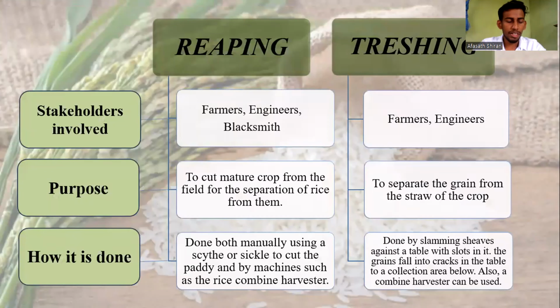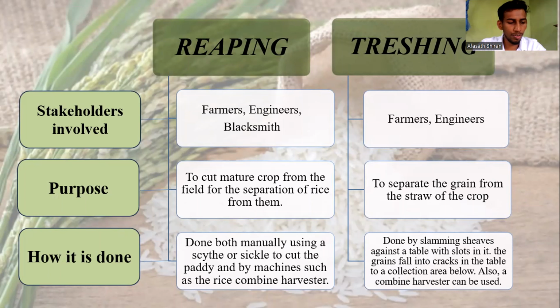It's done by the stakeholders who are farmers who work in the paddy fields, engineers who design the machines, and blacksmiths who create the metal equipment needed for the reaping. The reason for this is to cut major crops from the field for the separation of rice from them. It's done both manually using a scythe or sickle to cut the paddy and by machines such as the rice combine harvester. And the next step is threshing.